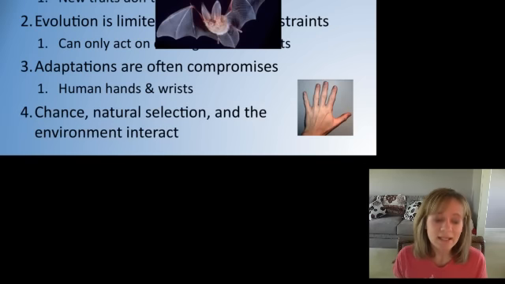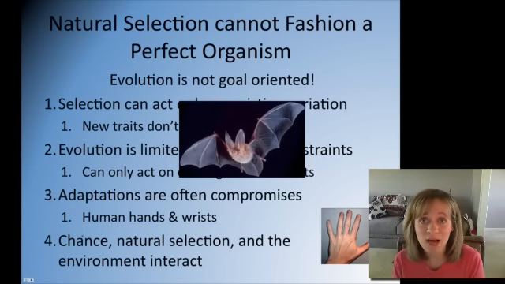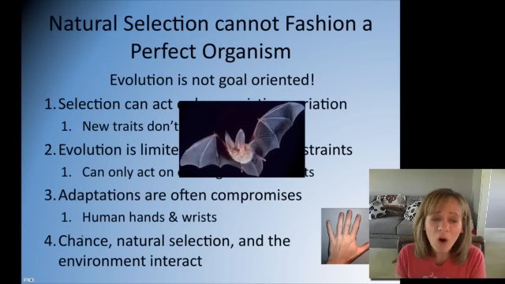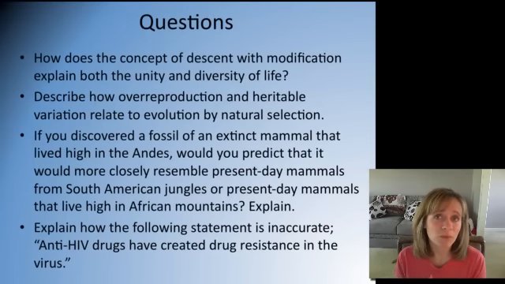And lastly, chance, natural selection, and the environment all interact together to form evolution of a population. We've already discussed natural selection and how the environment interacts, and in the next video, we're going to discuss this chance component, this non-adaptive component to evolution. So keep in mind that all four of these things are going on, and that natural selection is not perfect. Evolution is not perfect.